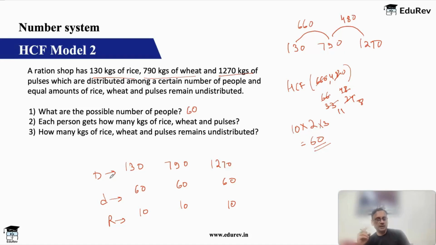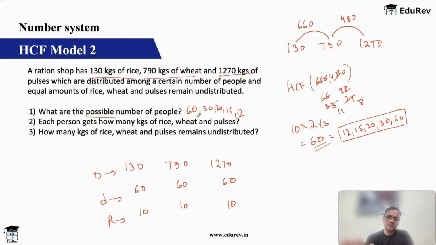So first answer, what are the possible number of people? 60. Now because your remainder is 10, can I have factors of 60 also? Which should be greater than 10. So among the factors of 60 greater than 10, you basically have 12, 15, 20, 30 and 60. So in fact all these 5 are possible. 12, 15, 20, 30, 60, any of them can be the divisor. So the question is, what are the possible number of people? It is 60, 30, 20, 15, 12. All these 5 are possible. If the question was what is the maximum possible number of people, the answer is 60.